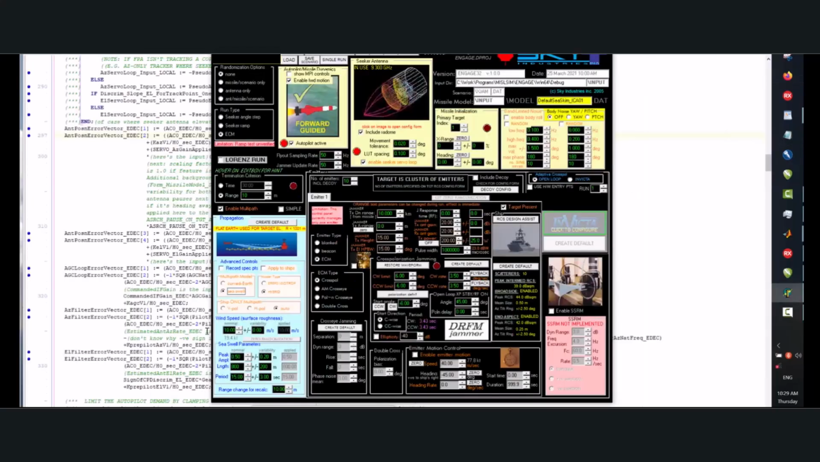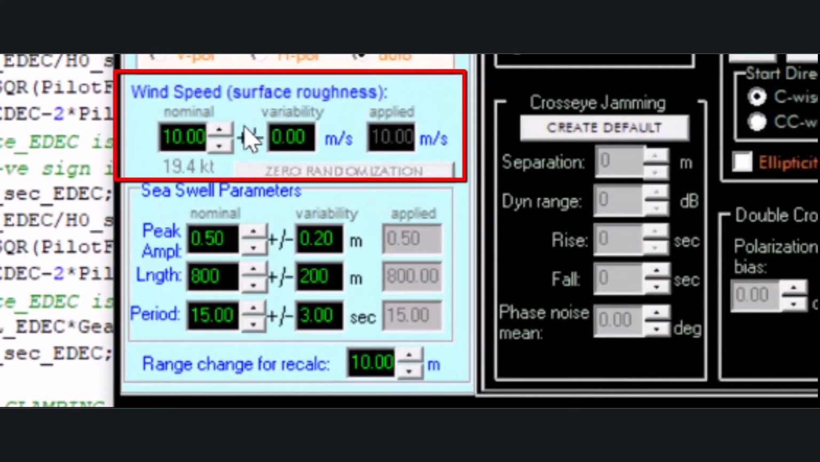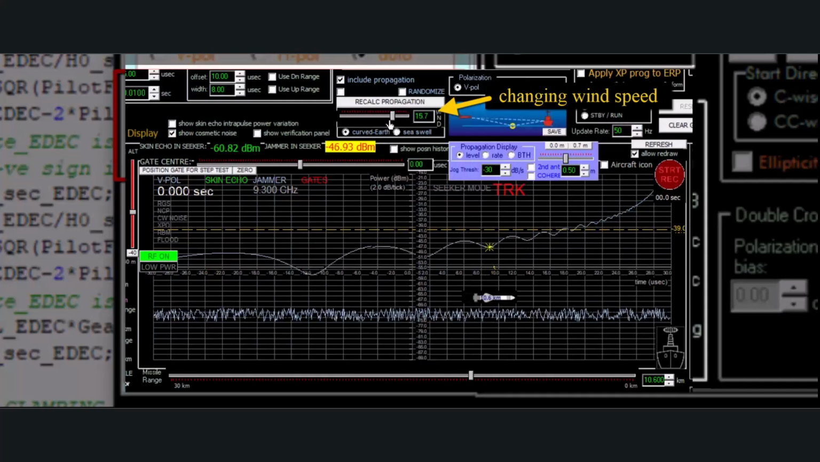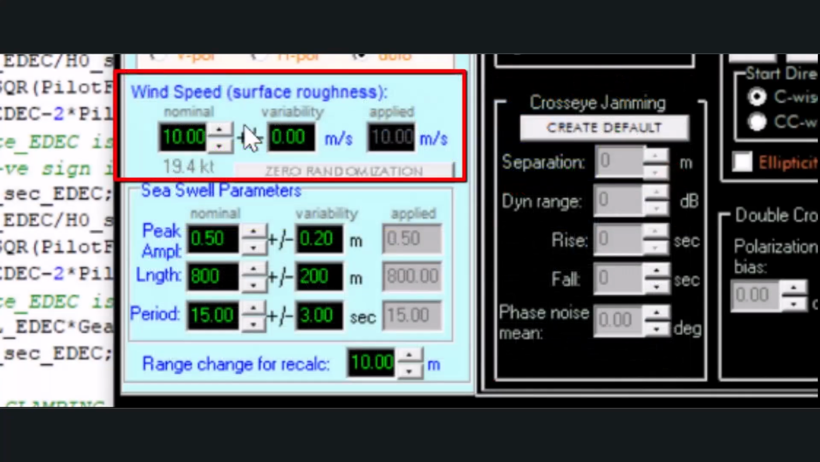So if we have the curved earth or the sea swell, either one, the first parameter to be aware of is wind speed. Now this affects the surface waves, the size of the surface waves, which affects the reflectivity, which affects null depths, which affects fade rates, which affects ECM effectiveness, operations for a jog detector, for example. So we would be interested in surface roughness.